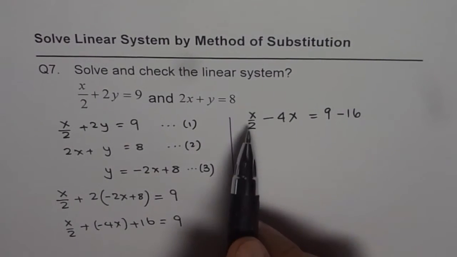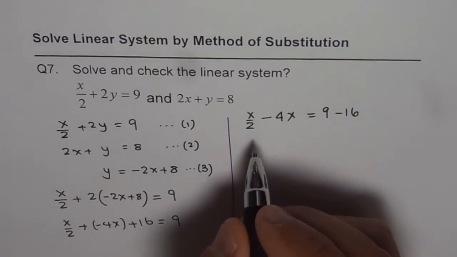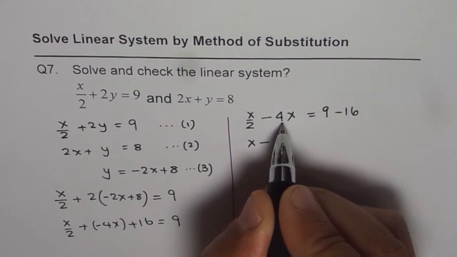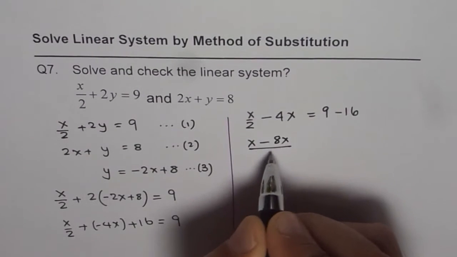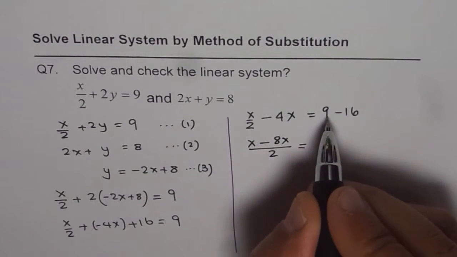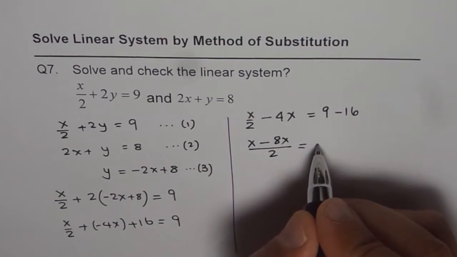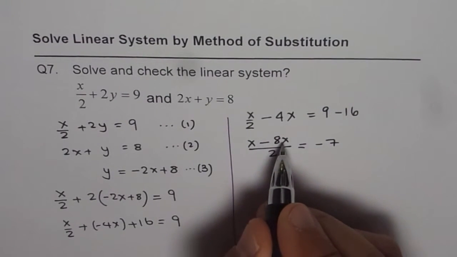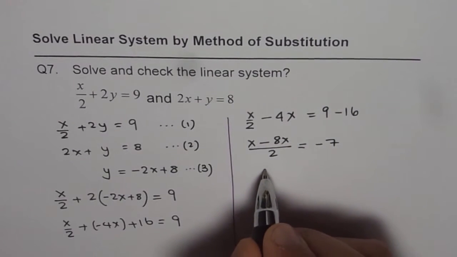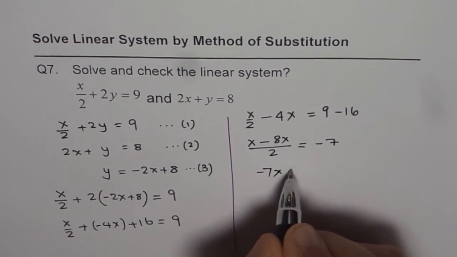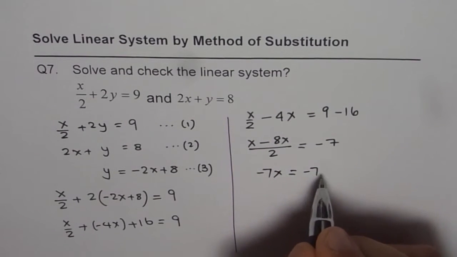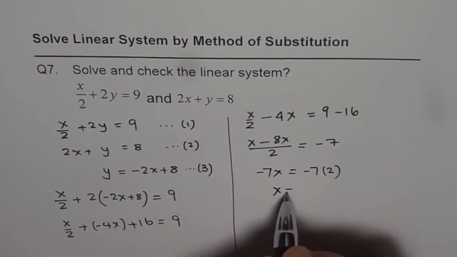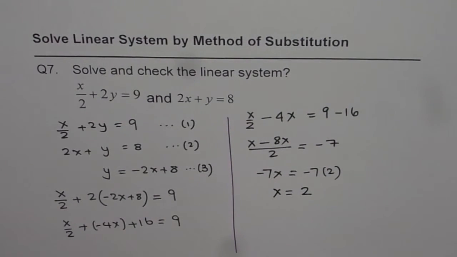We have x divided by 2 minus 4x. We can take a common denominator of 2 and write this as x minus 8x divided by 2 equals 9 minus 16, which is minus 7. So we can multiply by 2 and get x minus 8x is minus 7x, equals minus 7 times 2, right? We'll cross multiply this. Now that gives us x equals 2. So we get x equals 2.